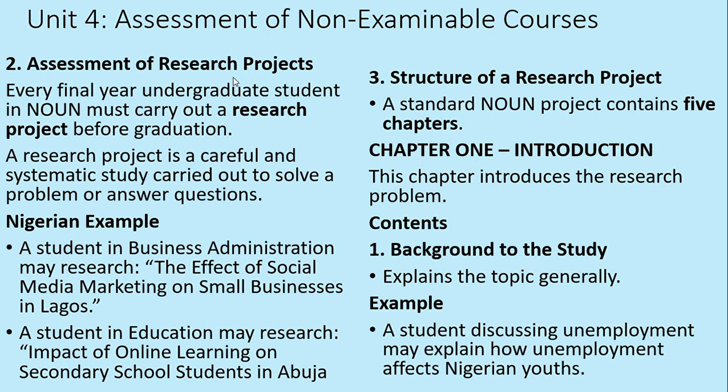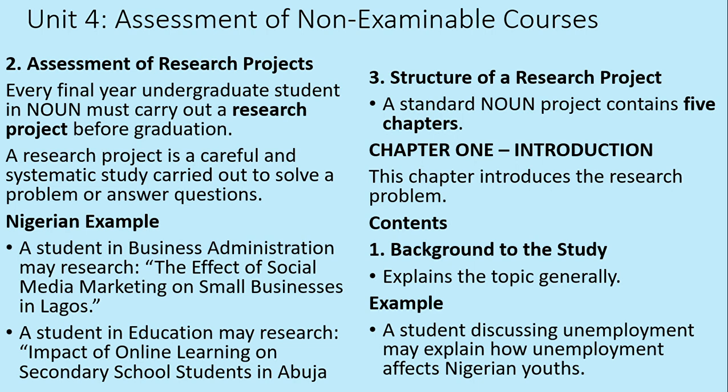So the structure of the research project. What does the research project contain? If you are given a project to do, what do you need to do? What are the kind of chapters you need to create? That is what we want to look at. A standard National Open University project contains 5 chapters. So a standard project for now contains 5 chapters. It must be 5 chapters.